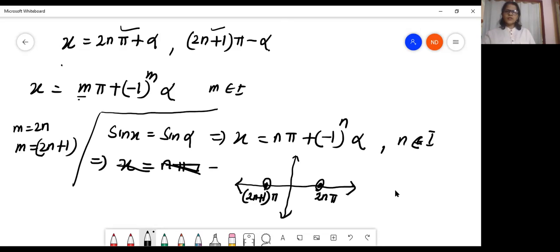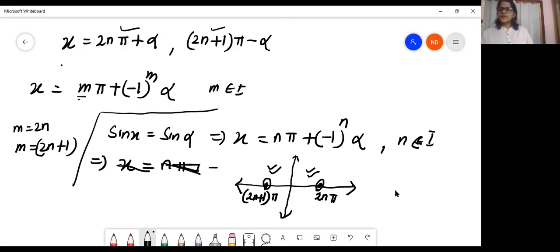Now, even multiple of pi plus alpha means you are getting the angle in the first quadrant, where sin x is positive. Similarly, whenever you are getting 2n plus 1 into pi minus alpha, you are getting the angle in the second quadrant, and in the second quadrant sin theta is positive. So getting such a formula has its own significance. The angle is either in the first quadrant or in the second quadrant. The angle in the first quadrant is in the form of even multiple of pi plus alpha. The angle in the second quadrant means it is odd multiple of pi minus alpha. Is it clear? If you have understood the concept, you will never be able to forget it.